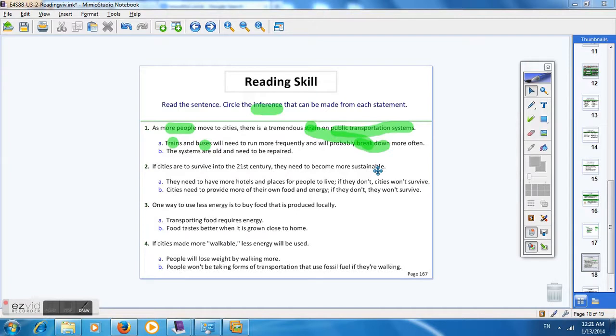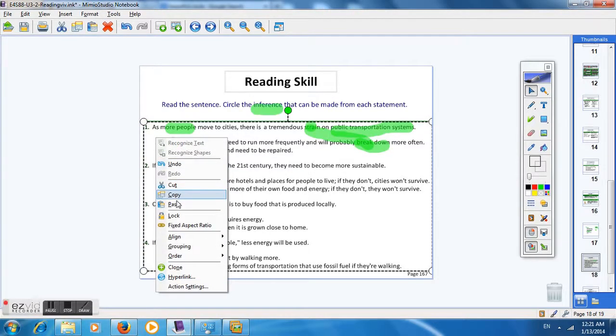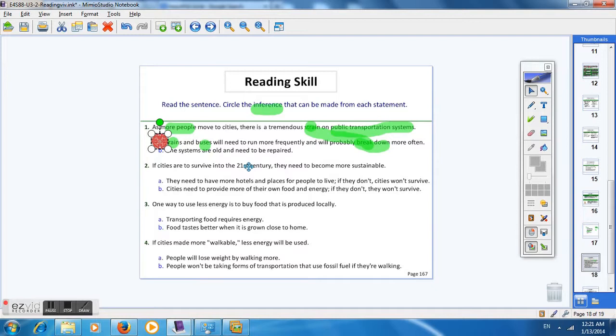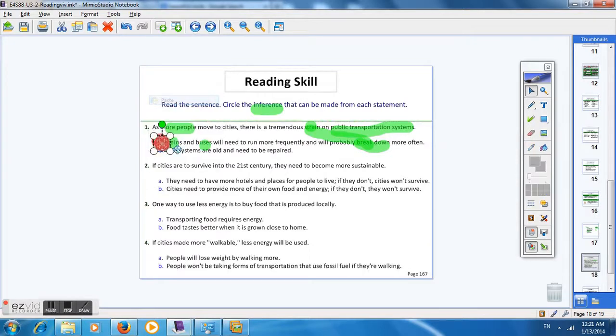Okay, let's check the answers. If you can remember, in 1, the answer is letter A. Yes. How about number 2? The answer is letter B. Yes. Okay, if cities are to survive into the 21st century, they need to become more sustainable.